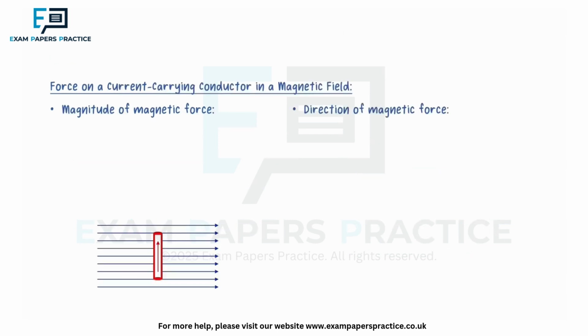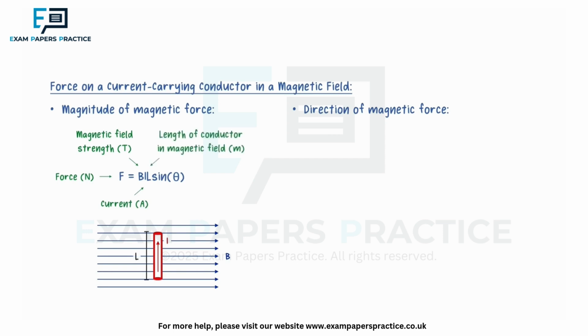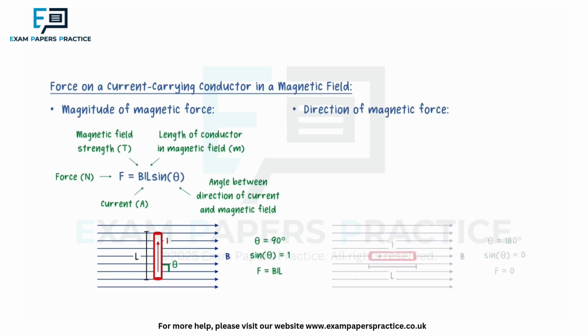Similar to the case of a moving charge, the magnetic force on a straight current-carrying conductor has an associated magnitude and direction. The magnitude is given by the following expression, where B is the strength of the magnetic field, I is the current in the conductor, and L is the length of the conductor that is in the magnetic field. The angle theta is the angle between the direction of the current in the conductor and the direction of the external magnetic field. Therefore, the force on a straight current-carrying conductor is maximized when the conductor is perpendicular to the magnetic field, and is zero when the conductor is parallel to the magnetic field.